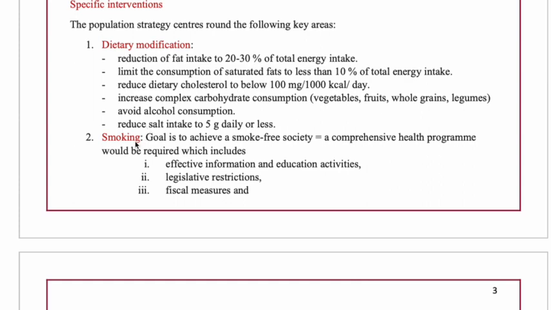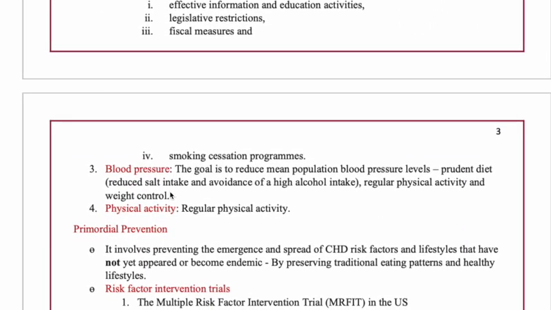And when smoking is considered, the goal is to achieve a smoke-free society. And to achieve this, comprehensive health programs would be required, which includes effective information and education activities, legislative restrictions, fiscal measures like increasing the taxes, and also conducting smoking cessation programs.